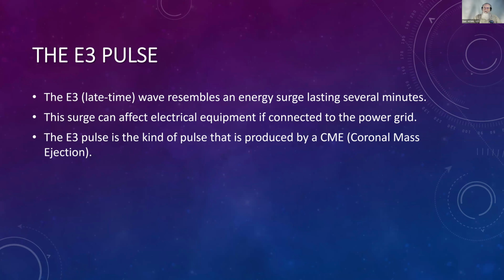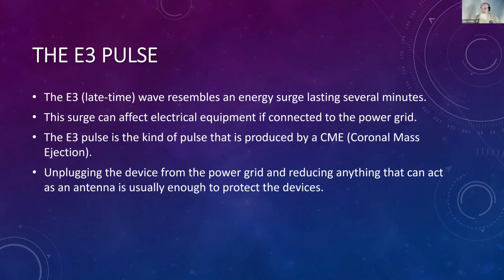hit the breaker to your main house to disconnect yourself from the grid, and you've done a huge amount of self-protection. So if we just had a CME and just had to deal with the E3 pulse, we're going to be able to take care of the majority of issues. But if it's part of an EMP or a HEMP, then things are already destroyed and it really doesn't matter. The device is probably already toast if it's part of an EMP.